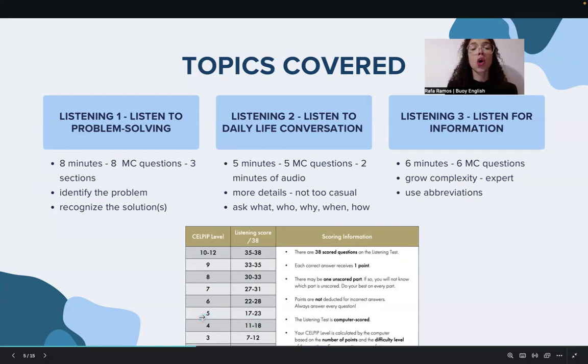So you should set a goal, you should have a clear goal. So search for the opportunity you want, for the job you want. What is the level necessary? So then this is going to guide your preparation. If you need to score 30 to 33, you have to work harder. If you need to score 22 to 28, you have to work, but not as hard as level 8, okay? So it's important to know.